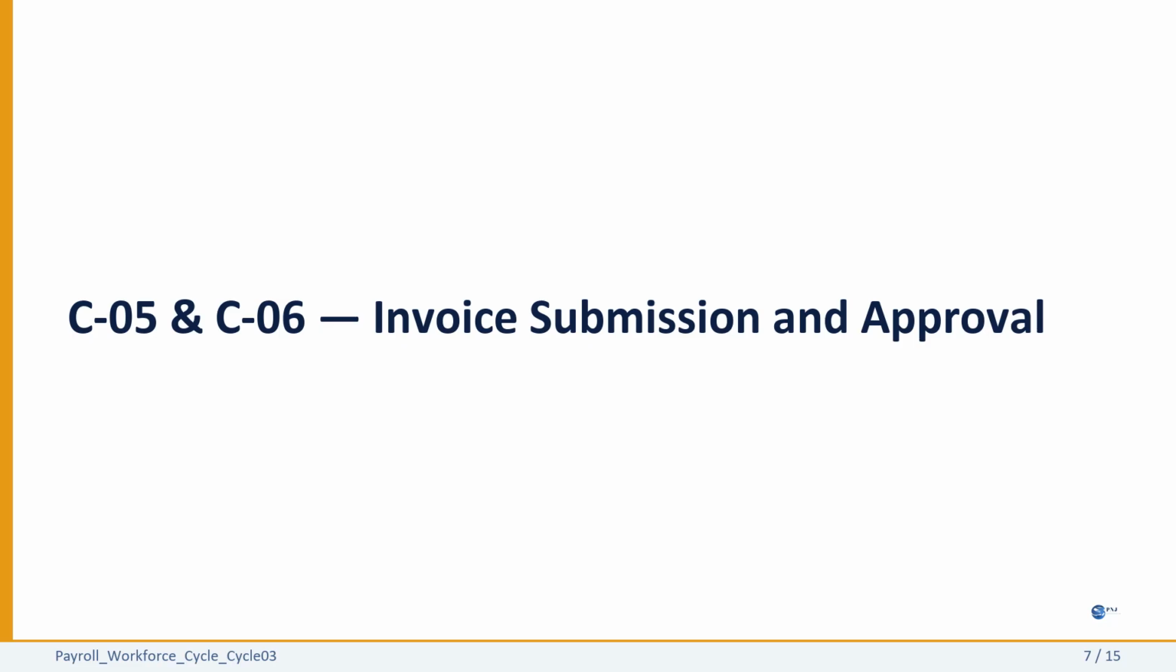Step C05 is contractor invoice submission. The contractor submits an invoice referencing the SOW or purchase order for completed work or milestones. Unlike employees on timesheets, contractors invoice for deliverables as defined in the SOW, typically monthly or upon reaching a milestone.